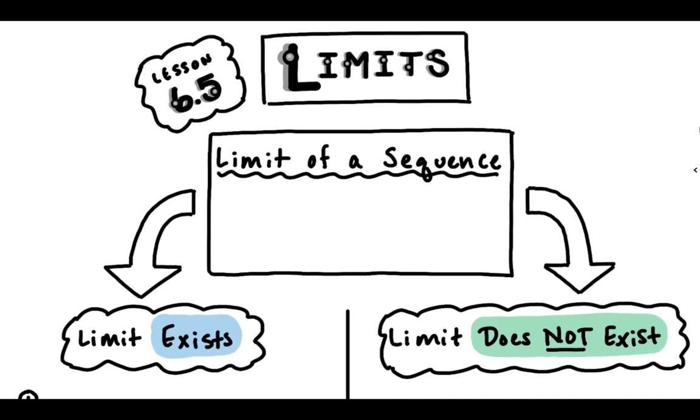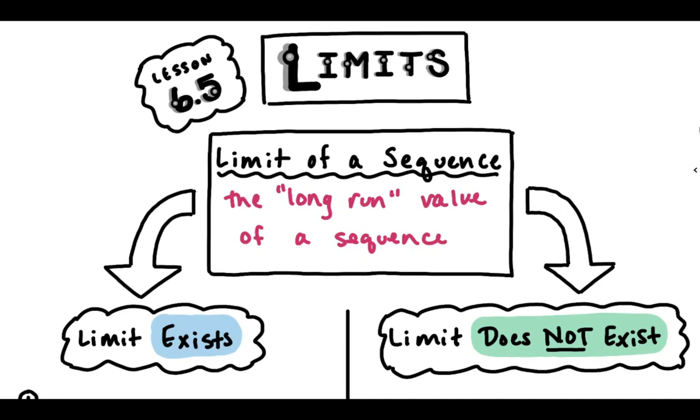Okay, so the limit of a sequence is essentially the long run value of the sequence. The idea is if you go way, way, way out in the sequence, what's happening? Is there a single value out there, or is the sequence still changing? Some sequences have limits if there is a single value way out there in the sequence. And some sequences don't. If you go way out in the sequence and the sequence is still changing a lot, it might not have a limit.